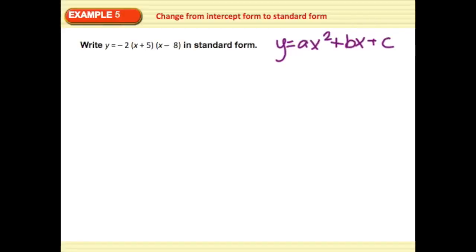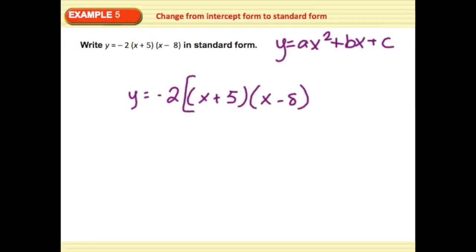And so in order to get an x squared in this particular scenario, we need to FOIL. So y equals negative 2 times (x plus 5) times (x minus 8). And we need to get this in standard form. So I am going to put brackets around those two sets of parentheses so that I remember I need to FOIL first. So negative 2 times, and I can FOIL straight from here.